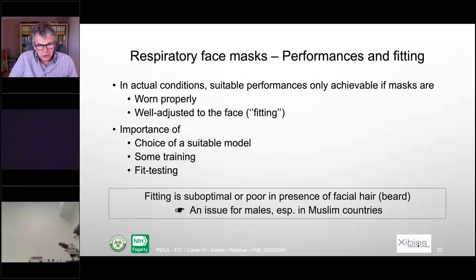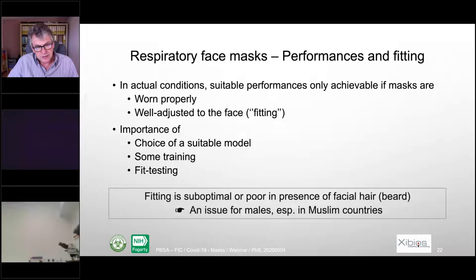In relation to this, it's important to choose a suitable model. For large institutions, you might want to have different models if this is possible, just because not everybody has the same shape of face. Some basic training is also needed, at least to know how to put it on correctly and also how to take it off correctly without risking infecting ourselves.